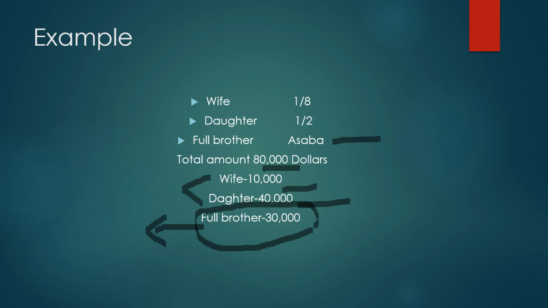This man is an heir of asaba, a residuary heir. Okay, to make this concept clear, I just brought this example. You may be asking why the wife got 1/8 and why 1/2. Inshallah, those details will be shared in the next presentation, inshallah.